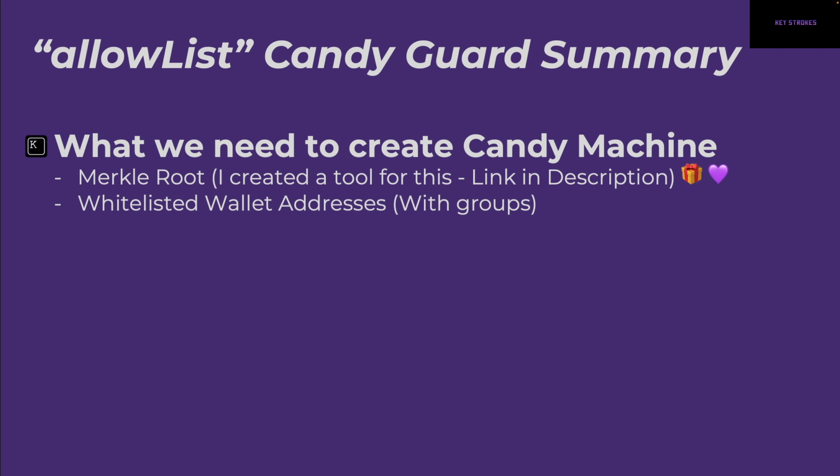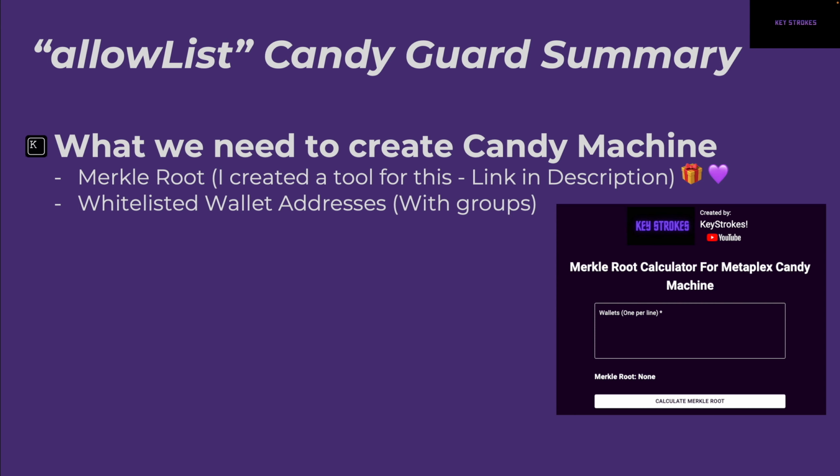So in summary, to create a Candy Machine, you will need the list of whitelisted wallets, and they should be divided into different groups that you want. And then we will need the Merkle root. Now Metaplex provides some libraries on how to create the Merkle root. I've created a UI tool for this, and the link for it is in the description. And we will be using that tool in the video.